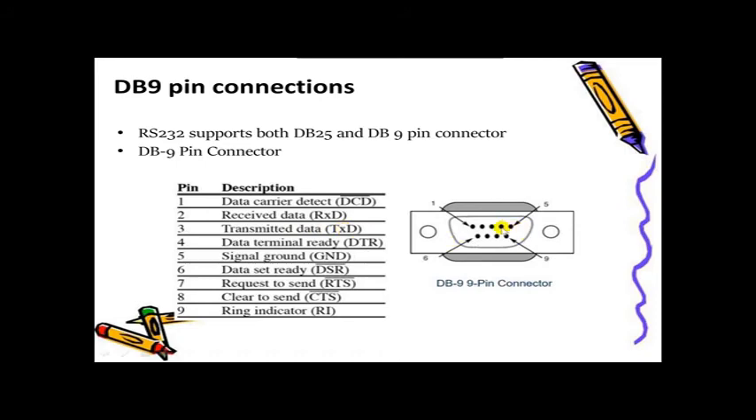The fourth one is data terminal ready, that is DTR. The fifth one is signal ground, that means the ground pin. The sixth one is data set ready. The seventh one is request to send. The eighth one is clear to send. And the ninth one is ring indicator, which is indicated as RI.